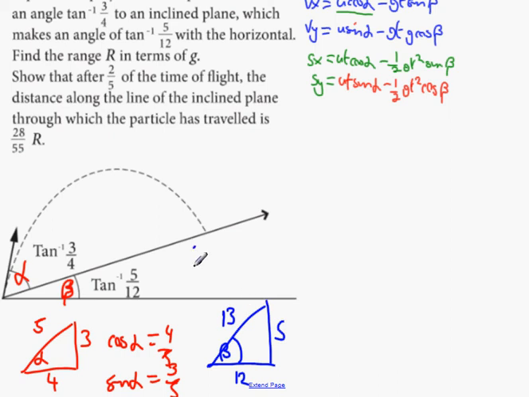Therefore cos beta is 12 over 13, and sin beta, what is sin beta? 5 over 13.